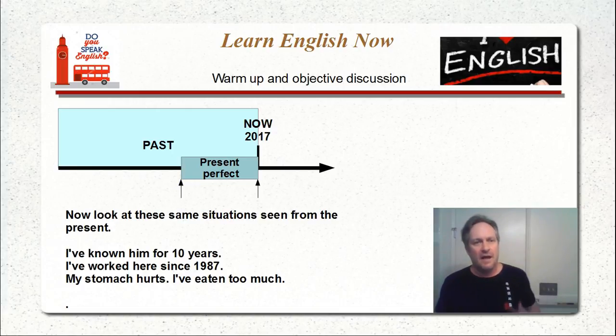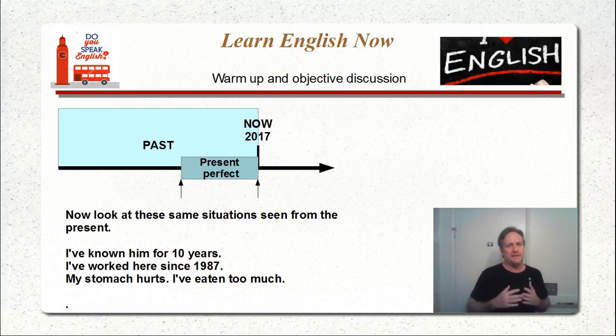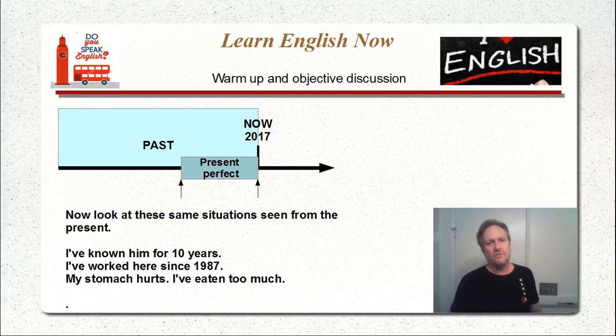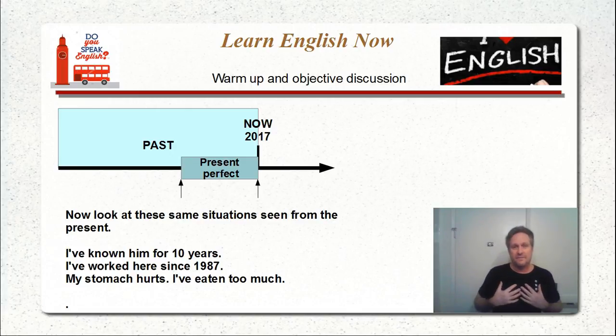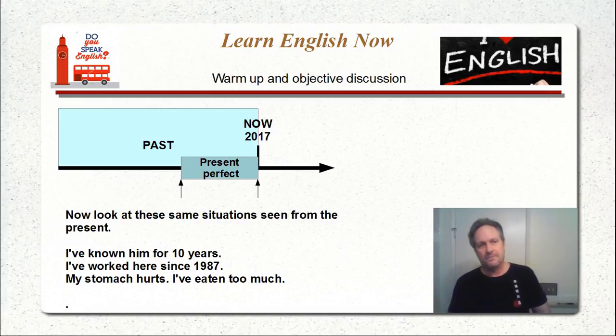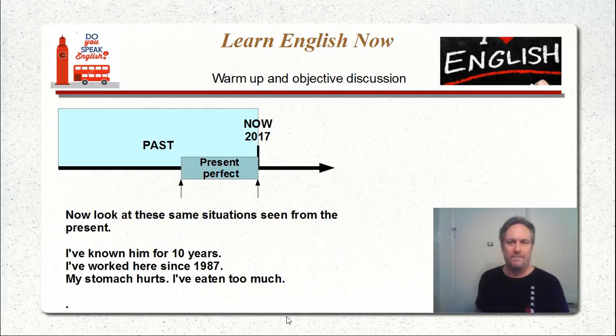Some sentences. And did you see that? That's like I've known him for 10 years. So you're talking about now. You're talking about I've known him for 10 years. I've worked here since 1987. And that's a key. If you see I've like this, then you pretty much know you're talking about present perfect. My stomach hurts. I've eaten too much. Okay, great.